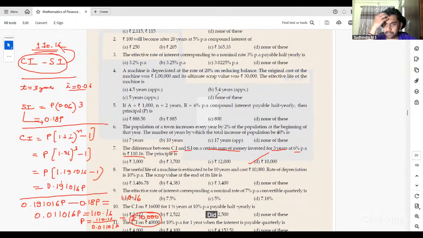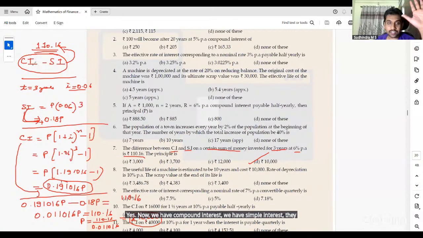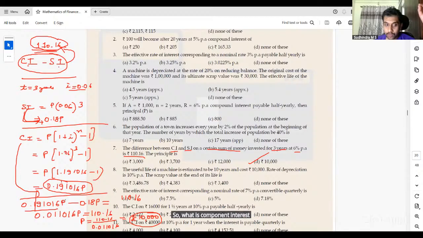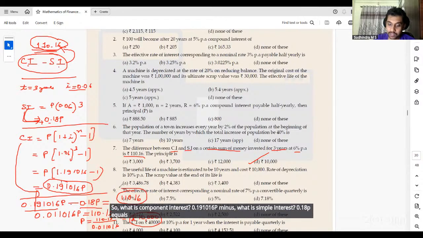Did everyone understand this question? Yes, sir. Everyone following? Yes, Purnima, you understood till 0.191016 P? Yes, sir. Now, we have compound interest, we have simple interest. They have given us the difference. Compound interest minus simple interest is 110.16. So, what is compound interest? 0.191016 P minus, what is simple interest? 0.18 P equals 110.16.